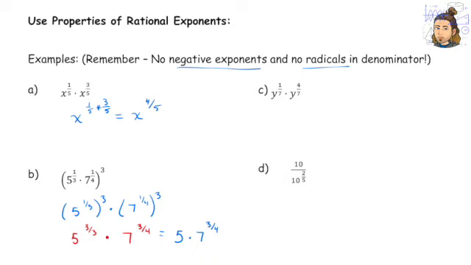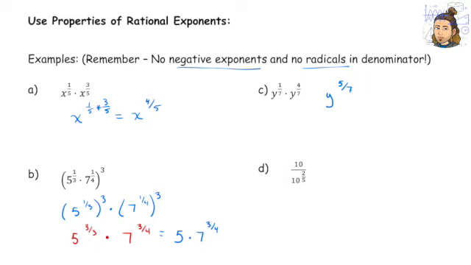With C, again, we have the same base. We're able to multiply these two expressions, which means we're going to add the exponents. So we just get y to the 5/7, just adding 1/7 plus 4/7 and getting 5/7.